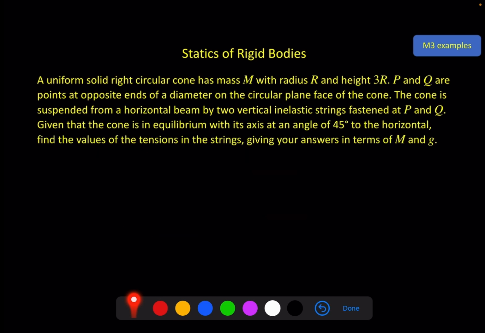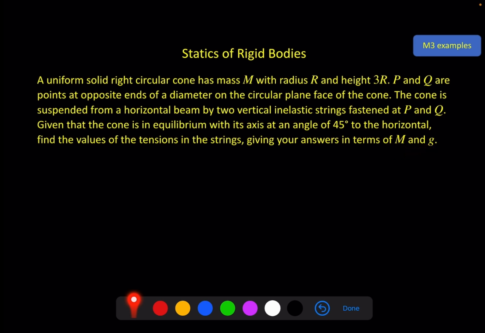Next example. A uniform solid right circular cone has mass m with radius r and height 3r. P and Q are opposite ends of a diameter on the circular plane face of the cone. The cone is suspended from a horizontal beam by two vertical inelastic strings fastened at P and Q. Given that the cone is in equilibrium with its axis at an angle of 45 degrees to the horizontal, find the values of the tensions in the strings, giving your answers in terms of m and g.